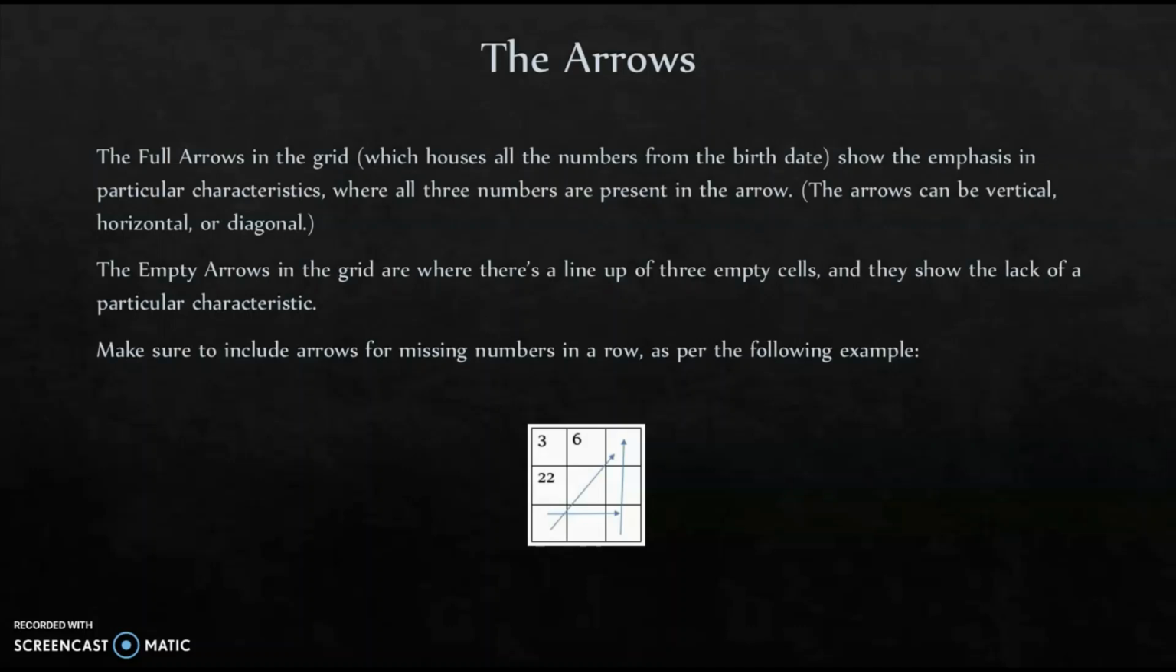The arrows. The full arrows in the grid, which houses all the numbers from the birth date, show the emphasis in particular characteristics, where all 3 numbers are present in the arrow. The arrows can be vertical, horizontal, or diagonal. The empty arrows in the grid are where there's a lineup of 3 empty cells, and they show the lack of a particular characteristic. Make sure to include arrows for missing numbers in a row, as per the following example.